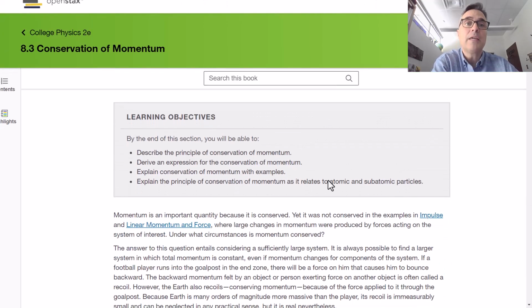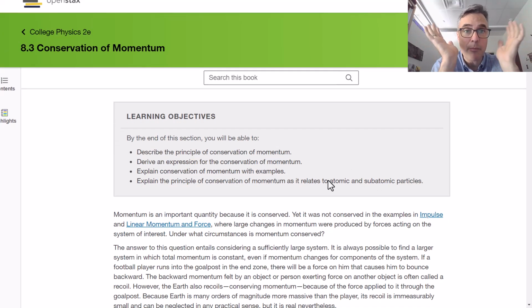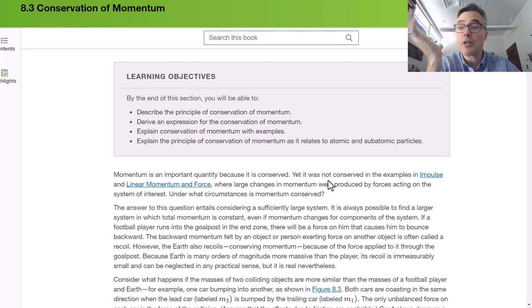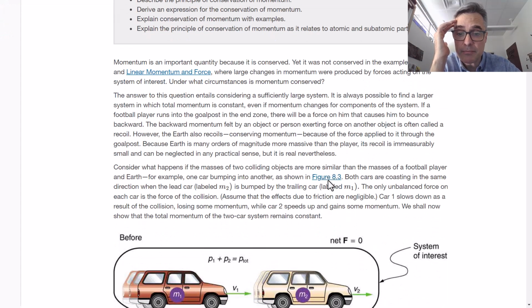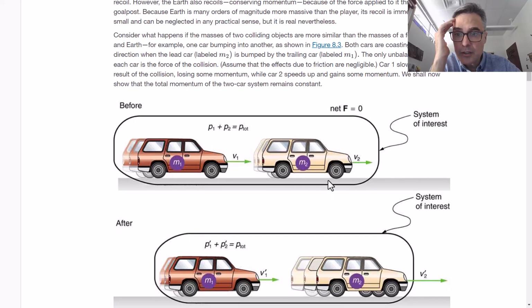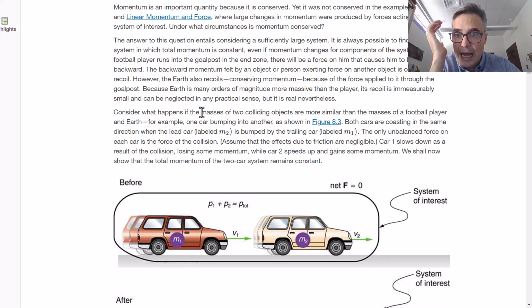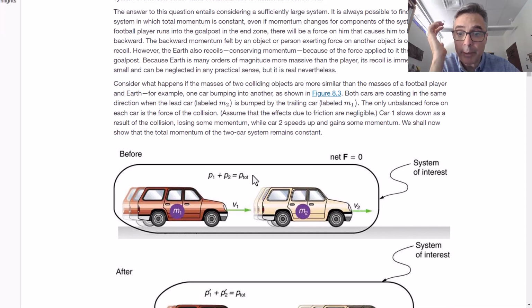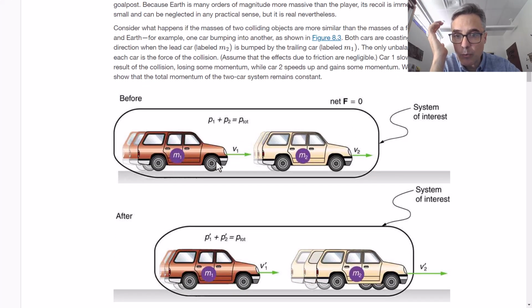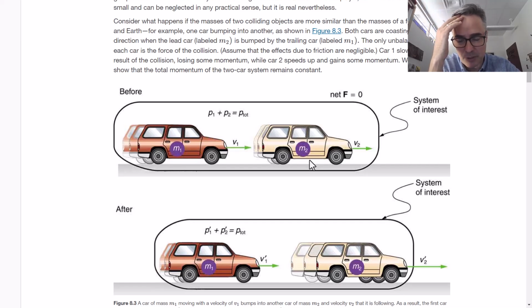Section 8.3 introduces conservation of momentum. This is similar to conservation of energy. For a lot of systems, the energy before and after is the same. For a lot of systems, the momentum before and after is the same. So they talk about what happens if one car bumps into another. What's going on is M1 crashes into M2. There's a lot of collisions in this chapter for some reason.